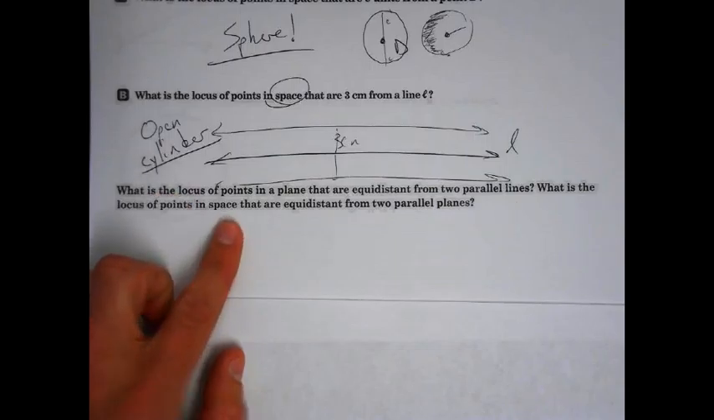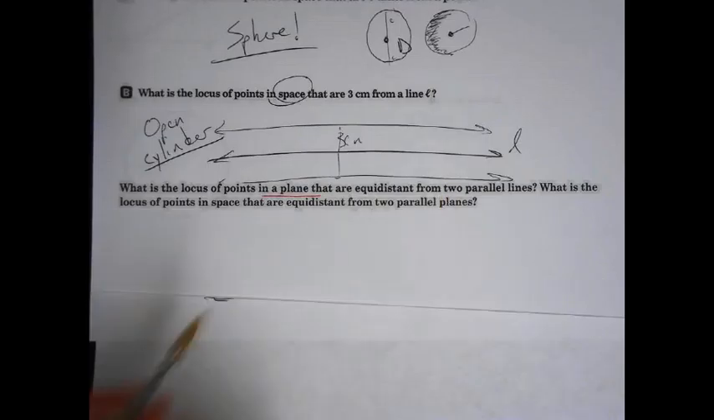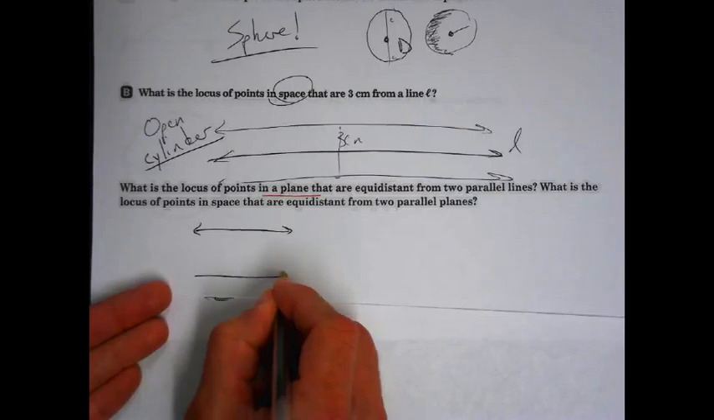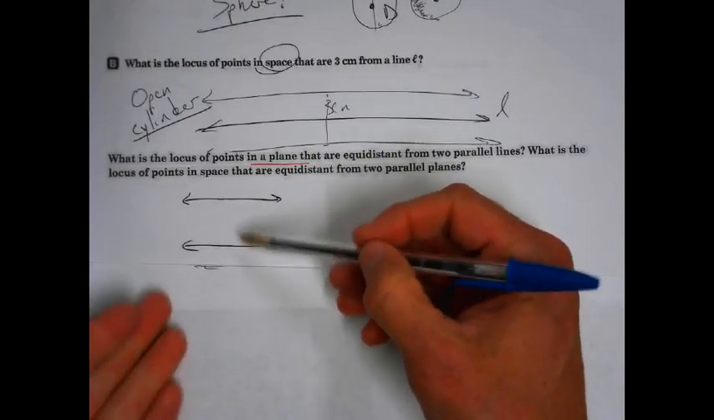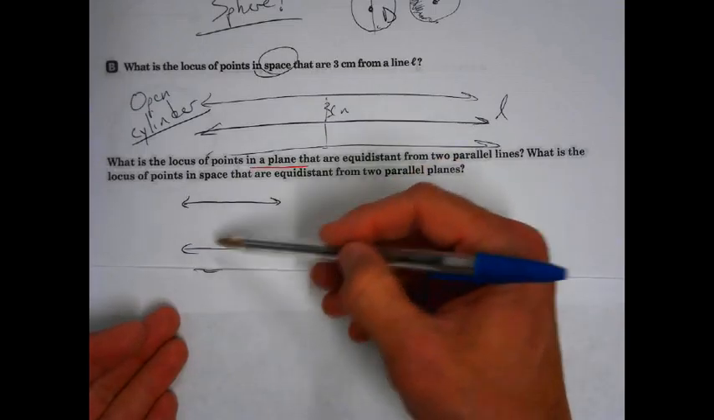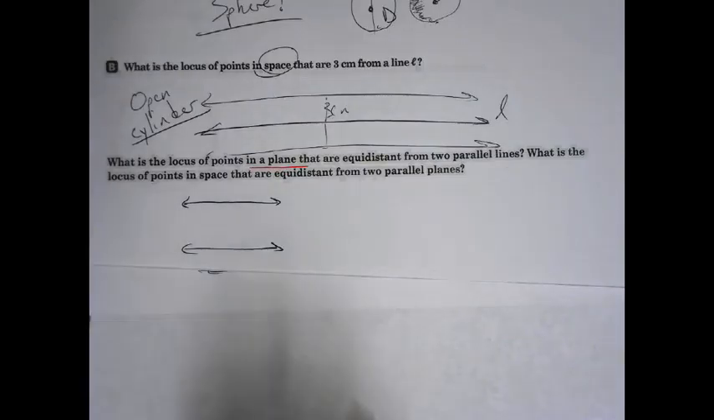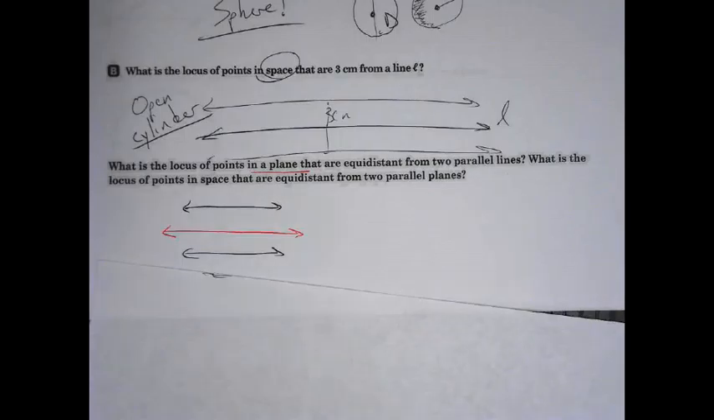So, locus of points in a plane. Now this question deals with in a plane. That's 2-dimension. Equidistant from 2 parallel lines. So let's make 2 parallel lines. Remember, we're in a plane now. What's the locus that's equidistant from those 2? Hopefully you realize it's something in between. It's going to be equidistant. So the locus would be a parallel line right in between them, right? So that's in a plane.